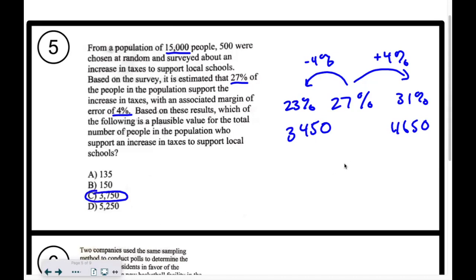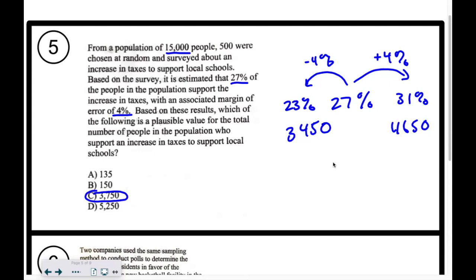And the only answer that's between these is this. Honestly, in some of these, you could do this to be safe, but if I just did 27% of the population, that gives me 4,050. And the only answer that's the closest to that is C. You could probably get away with that. But again, I'd rather us really understand what's going on here.